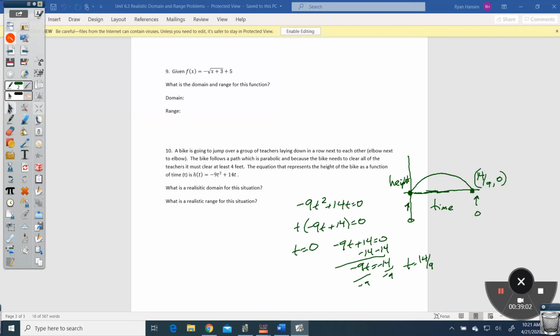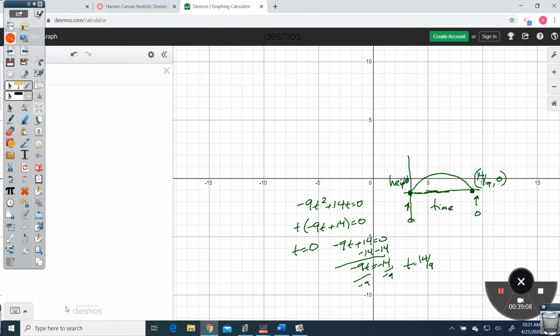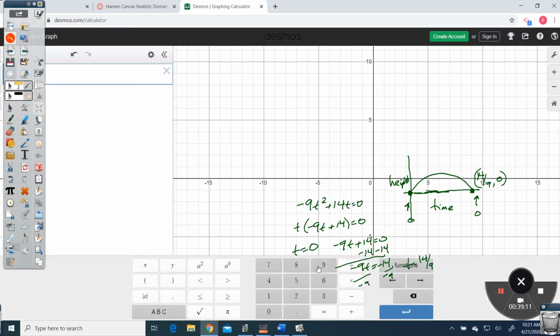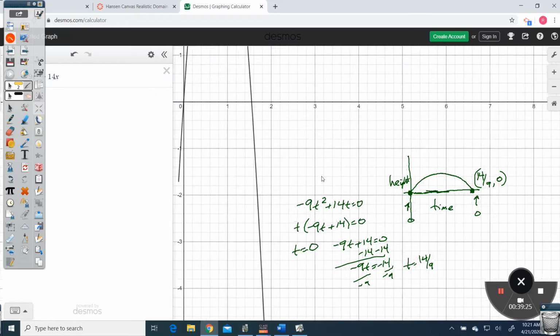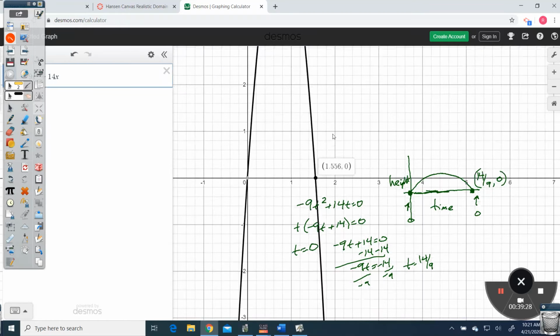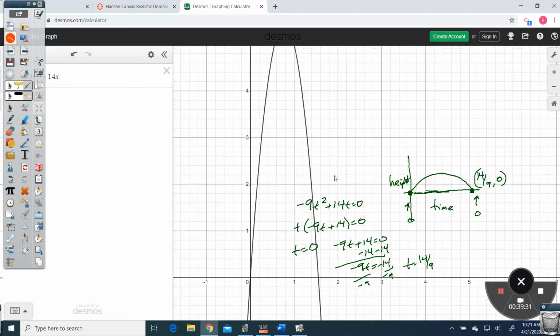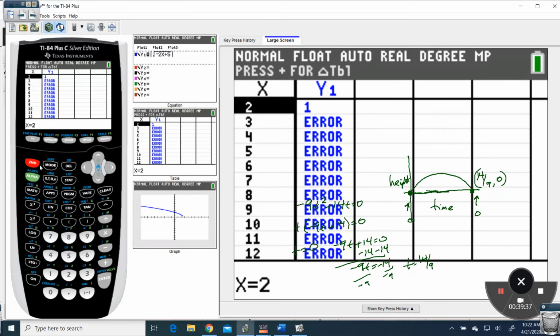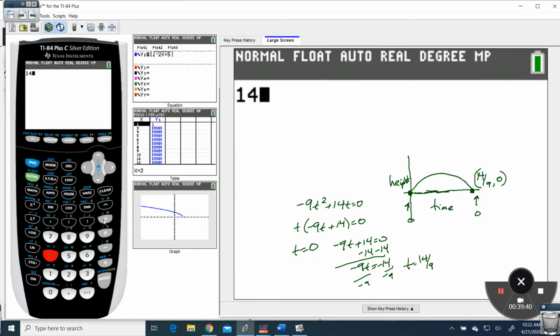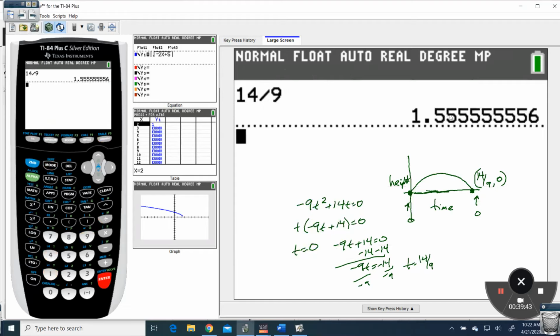The other way we could have done that is come to our calculator, -9t squared plus 14t. So notice I'm using an x instead of a t, because that's the variable that we have. So then I can zoom in a little bit, and I look at this, and 1.556, which if I come here and go 14 divided by 9, 1.556.